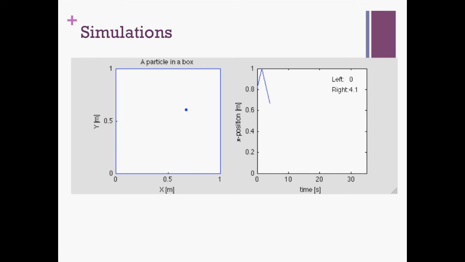And so then we can ask questions about how much time the particle spends on the left versus the right side of the box, for example, to check that our simulation actually corresponds to what we would expect from our knowledge of physics.